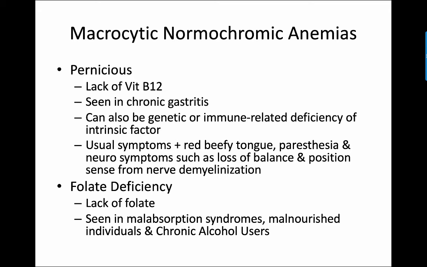So you can have a lack of vitamin B12. You see this in patients with chronic gastritis. You see this in patients with malabsorption syndrome, from all kinds of GI problems. It can also be genetic or immune related because there's a deficiency in intrinsic factor. Intrinsic factor, of course, is made by the parietal cells in the gut, and it's needed to transport vitamin B12 across the cell membrane. It's a very large vitamin. So you can see a pernicious anemia in chronic gastritis or in a GERD situation.